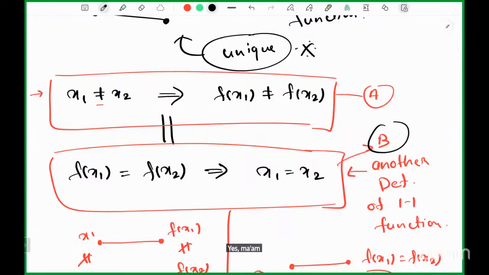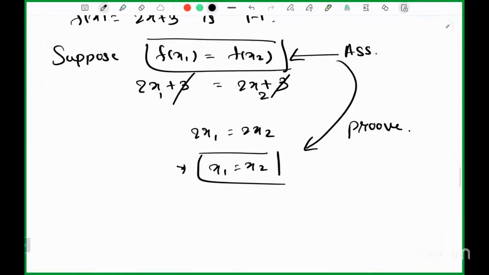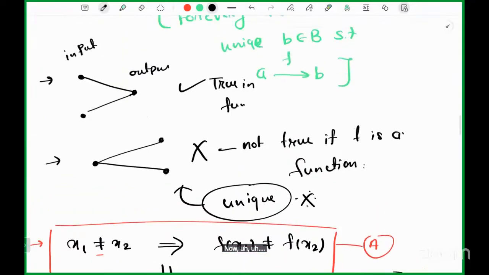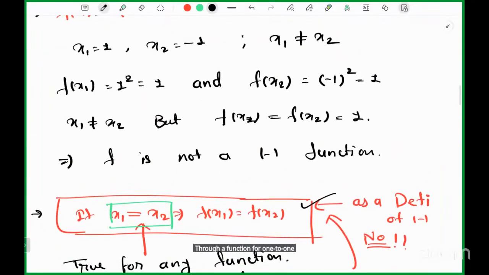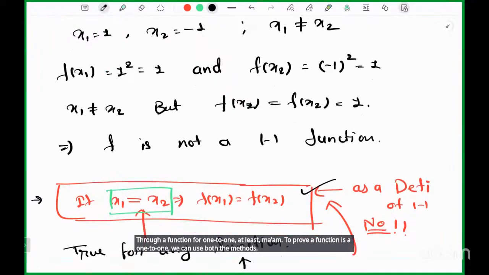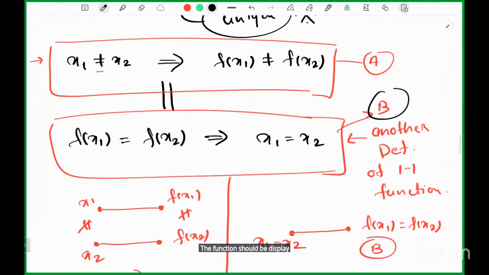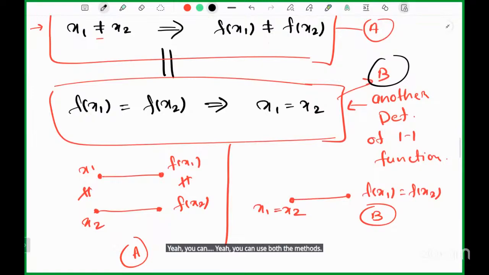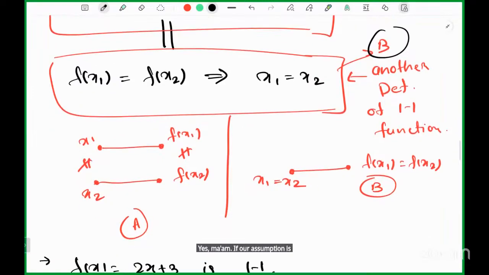Yes, ma'am. To prove a function is one-to-one, we can use both the methods, ma'am. You can use both the methods. And if the assumption is f of x1 is not equal to f of x2, means we should get the same, x1 is not equal to x2.